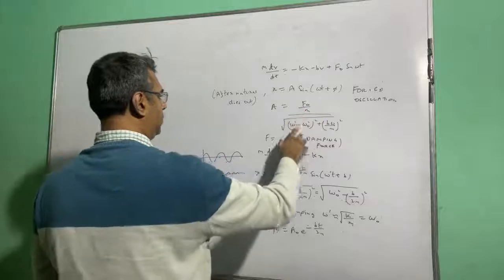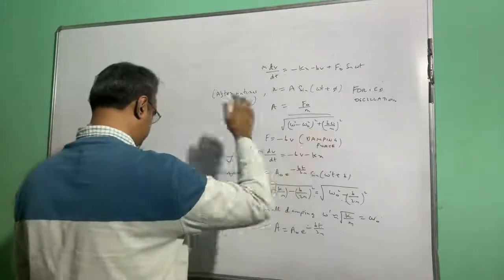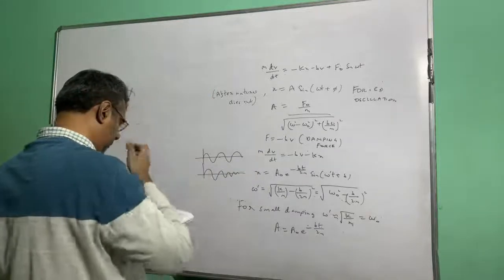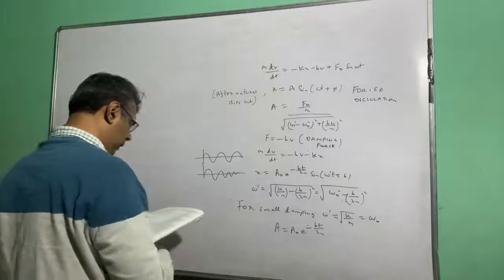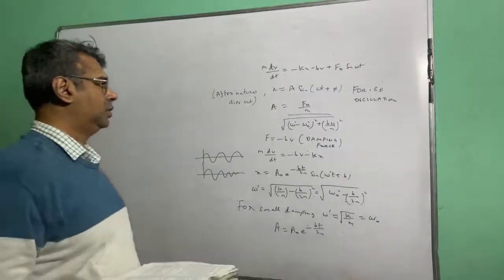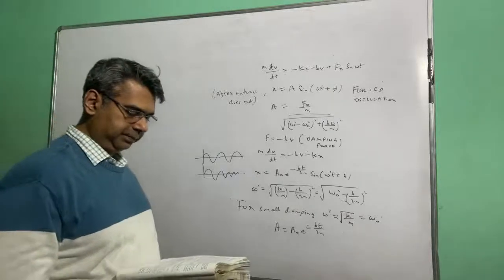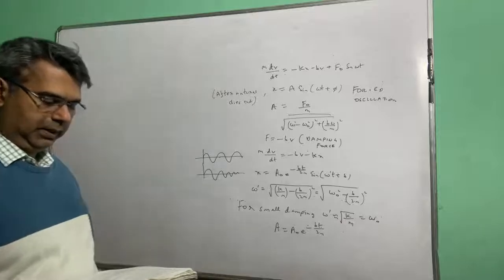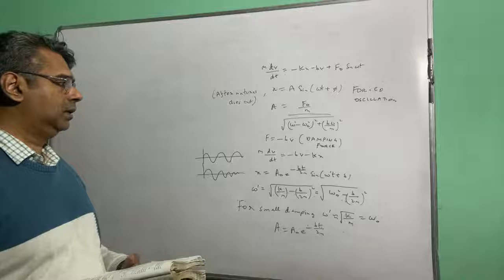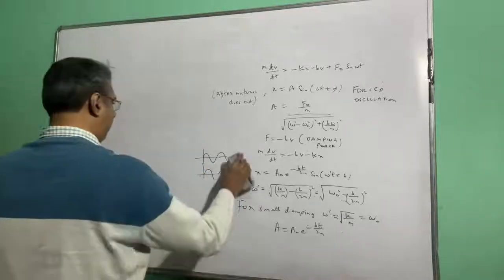So the amplitude is F0 by m root over omega square minus omega 0 square whole square plus b into omega by m whole square. What happens in the case of forced oscillation is that the energy lost due to the damping is compensated by the work done by the driving force. So this is the formula.